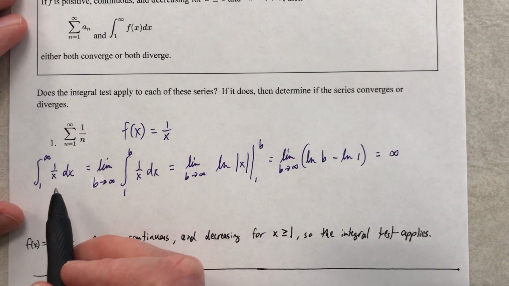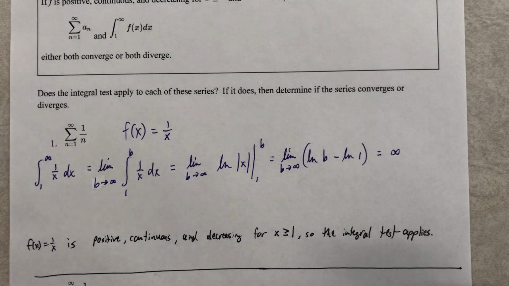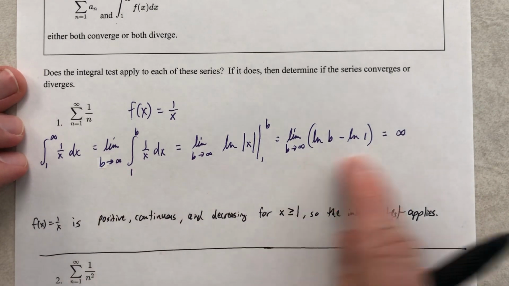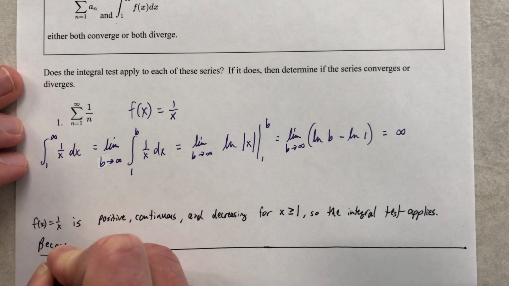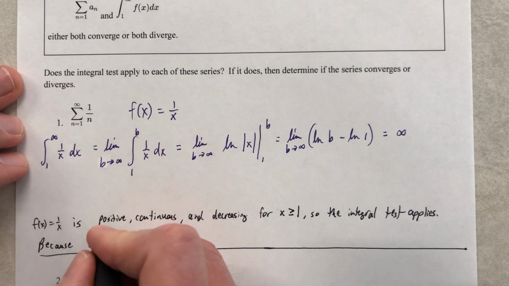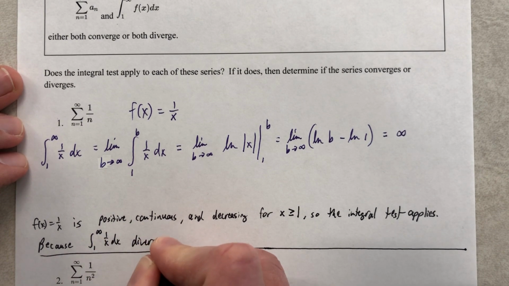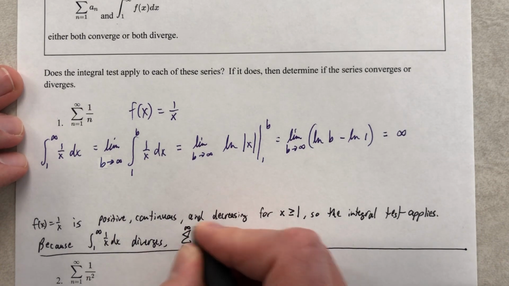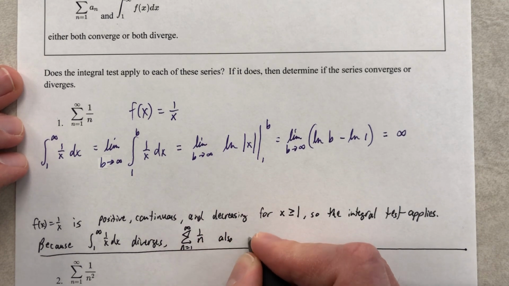This integral diverges. Because, about to finish the sentence here, because the integral diverges, the series will also diverge. All right, let's finish the sentence. That seemed anticlimactic, sorry. Oh, and now we write the answer. Because the integral, I'm going back up to here, 1 over x dx diverges. The corresponding series that I'm writing right here, 1 over n, also diverges.